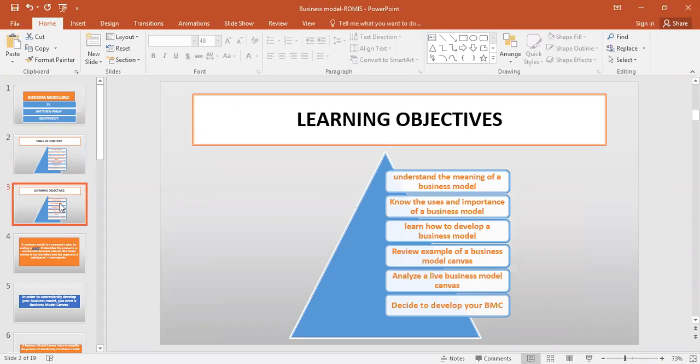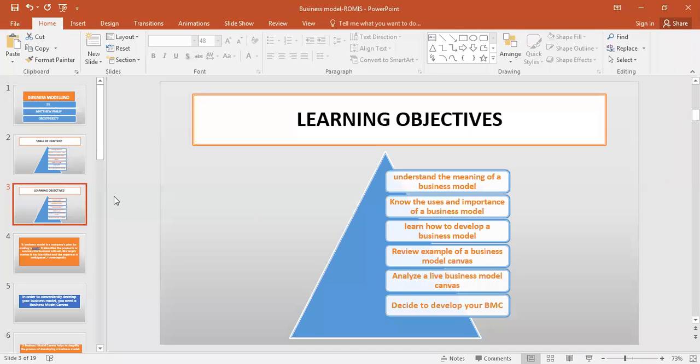Now, the objective for this training: at the end of this training, you are going to understand the meaning of a business model. Then you're also going to know the uses and importance of a business model. Then we're also going to help you to learn how to develop a business model. Then we are also going to review examples of some business model canvases, a live one. Then we are also going to develop a business model canvas.